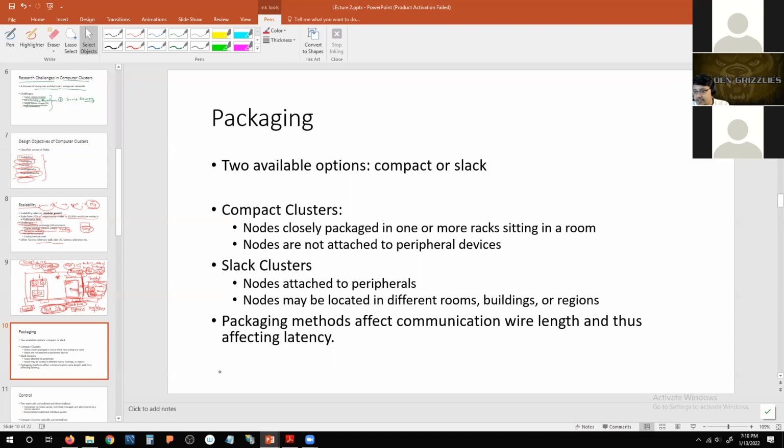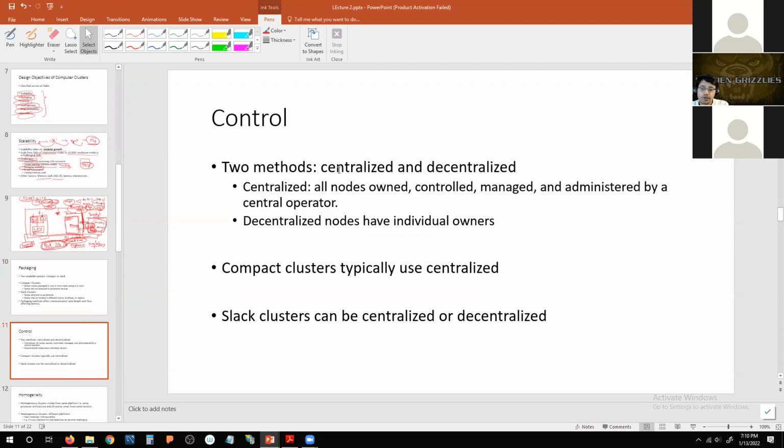So that's the packaging. For control, you can have centralized control or decentralized control. If you have centralized, then all of the nodes are owned, controlled, managed and administered by a central operator, whereas decentralized have individual owners. In terms of the interplay between these different features, compact clusters are typically centralized, whereas slack clusters can be either centralized or decentralized.